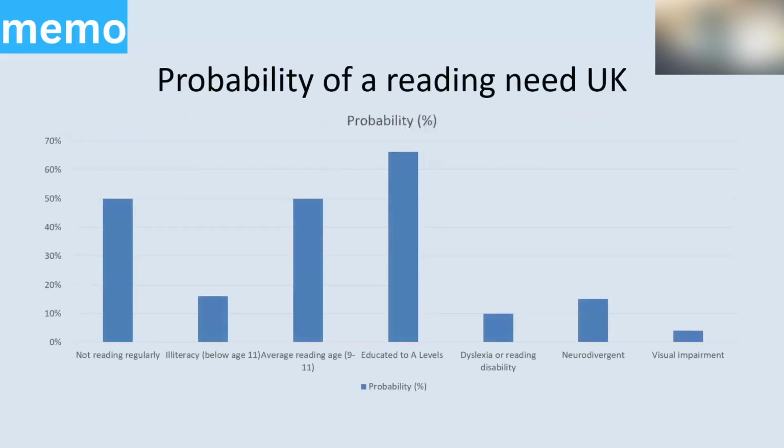The other thing to note is, this is the same as the pie chart, but in a bar chart, is that you don't just belong to one of these groups. You can just belong to one, but we all kind of exist in various planes. Well, we can also be educated to A levels and have dyslexia and possibly be neurodivergent. And interestingly, that raises the probability of a need.